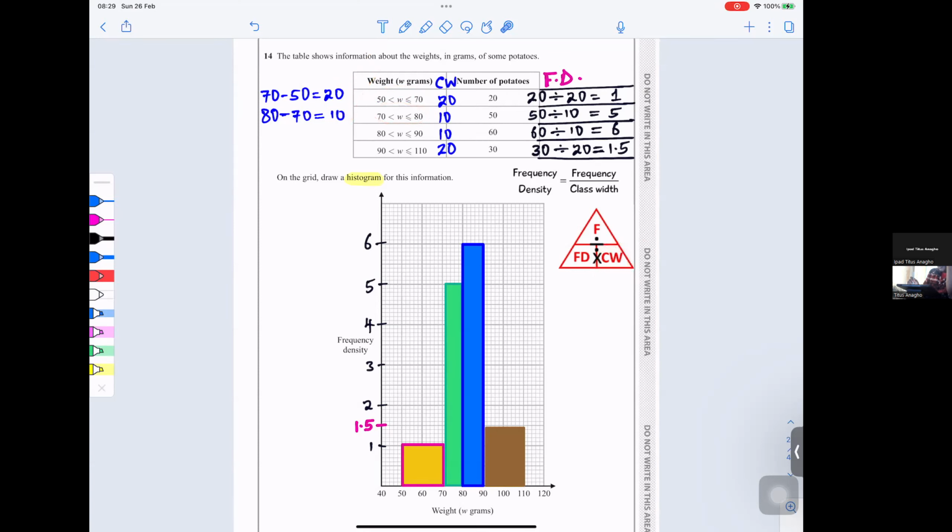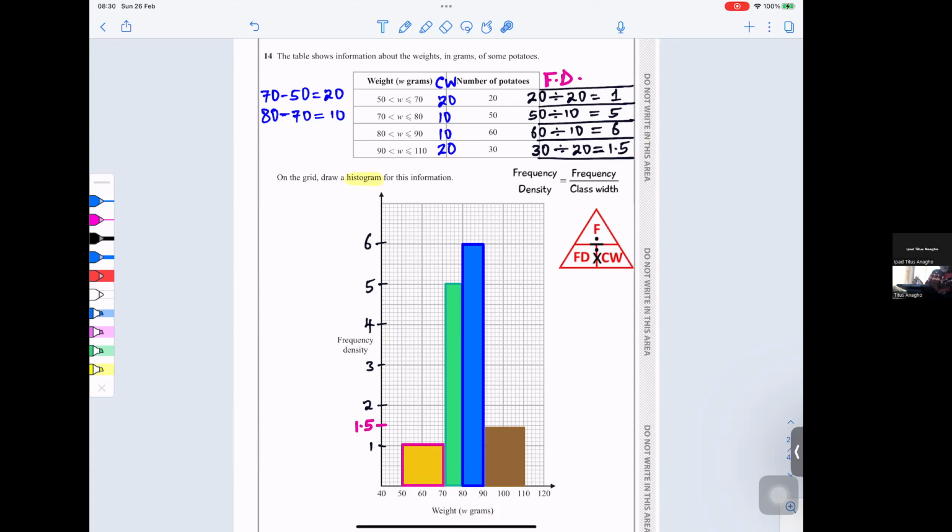And frequency is how many there are. So to calculate the frequency density for the first one, there are 20 divided by the class width. 20 divided by 20 is 1. For the second, 50 divided by 10 is 5. Next one, 60 divided by 10. And then finally, 30 divided by 20 is 1.5. Now the frequency density is always plotted on the y-axis and the weight always on the x-axis.